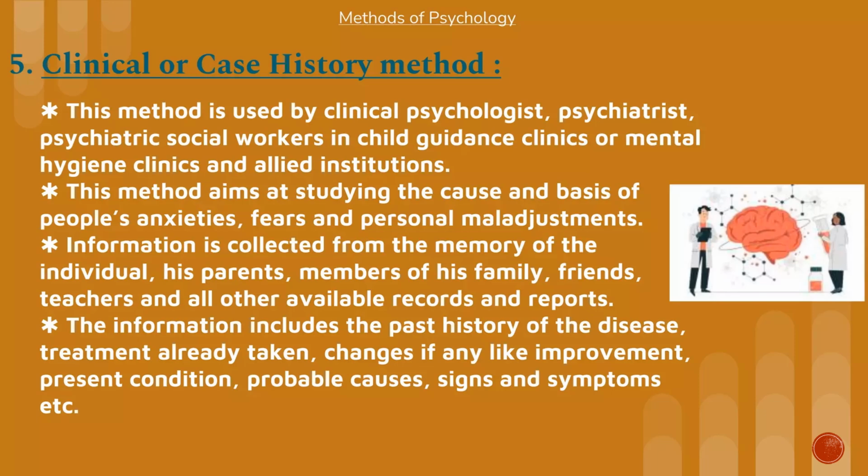Clinical or case history method. This method is used by the clinical psychologist, psychiatrist, psychiatric social worker in the child guidance clinic, or mental hygiene clinics, or in the psychiatry OPD, or in the allied institute. So this is the history taking part. One has to take the history, and on the basis of that history one can formulate why this behavior is there, or why it has happened. So one can find the treatment on the basis of this clinical history.